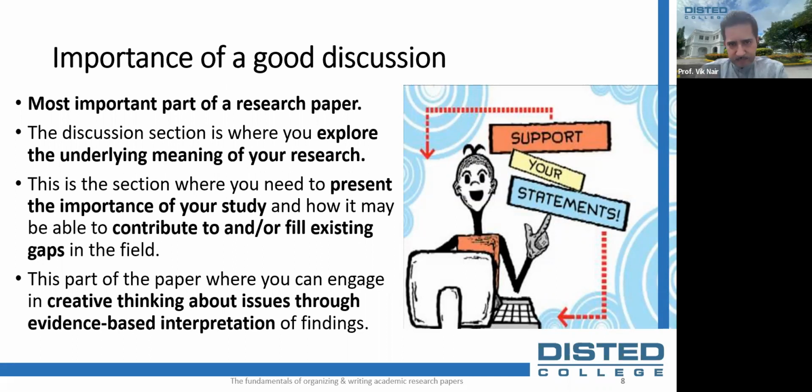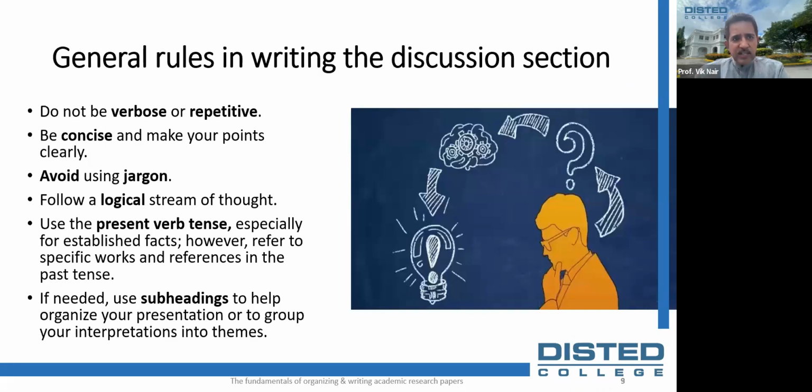Okay, so there are some general rules in writing the discussion section. Some of these are quite common, and by now you should know, because generally what you see here is the same for most of the sections as well.